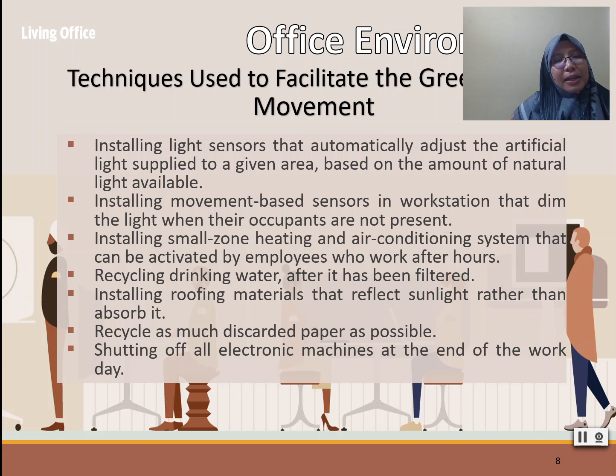Next is installing roofing materials that reflect sunlight rather than absorb it. The next one is you recycle as much discarded paper as possible. This is what I'm talking about previously. We are trying to reduce the use of paper by recycling or by transforming the paper into the form of a soft copy or digitalized. And lastly is shutting off all electronic machines at the end of the work day.